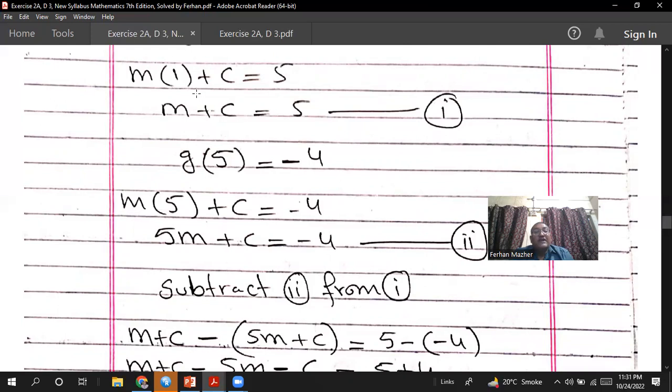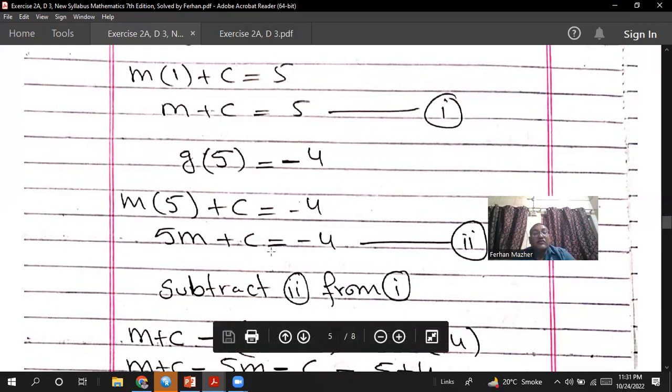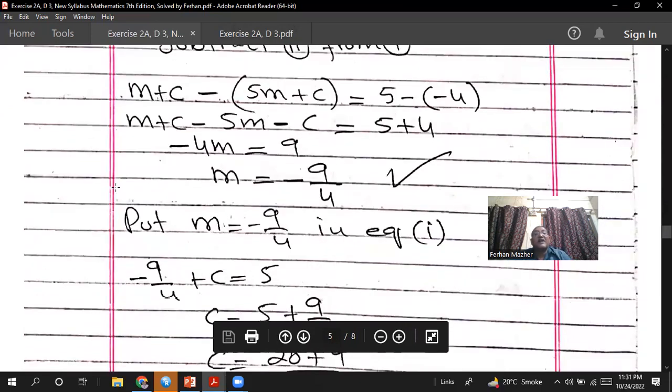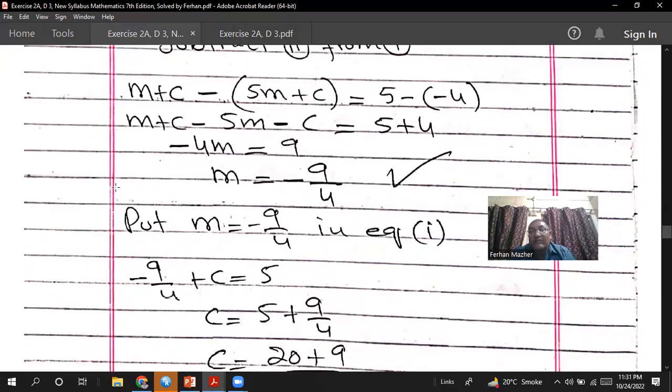So I will simply, because c in both the equations has the same coefficient, subtract the second equation from the first equation, and I'm going to use the horizontal method. So m plus c minus (5m plus c) equals 5 minus (−4). From this equation, I'm going to subtract this equation. So you are going to get m plus c minus 5m minus c equals 5 plus 4.